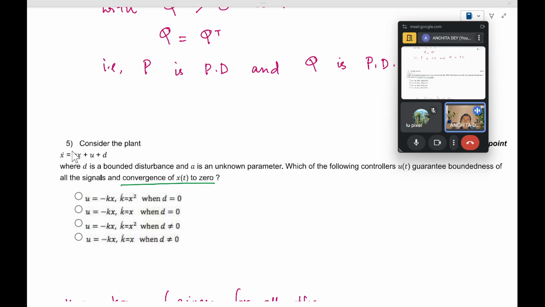But for sure in this case, we can assume that a is a constant instead of a time varying signal. So which of the following controllers u of t would guarantee boundedness of all the signals and convergence of x(t) to 0? Okay, so this very part is important. We want x(t) to be going towards 0, and if we are going to ensure boundedness, we'll just be trying with all the options.